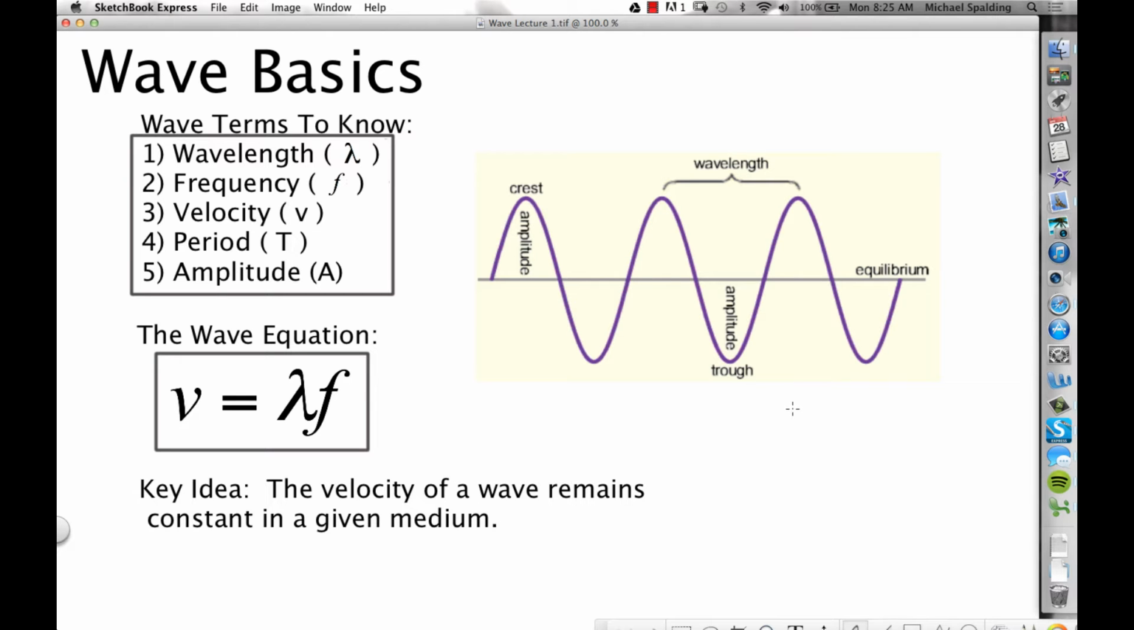Okay, so guys, we're going to be going over the basics of waves. I'm going to try to keep this real concise. All right, here's a wave.